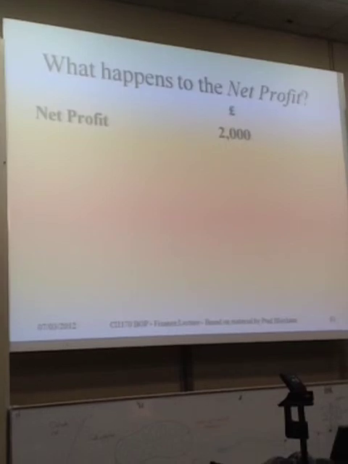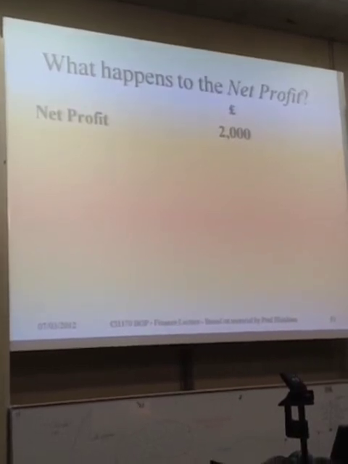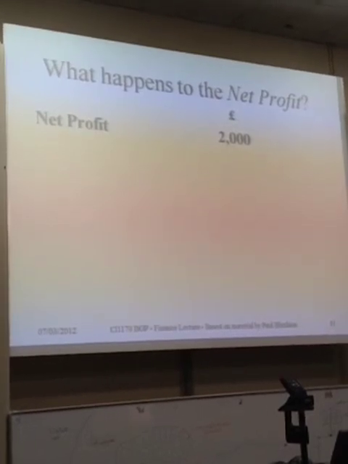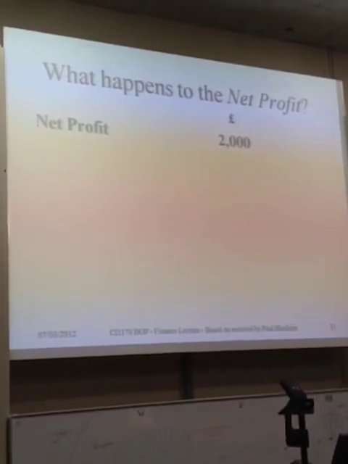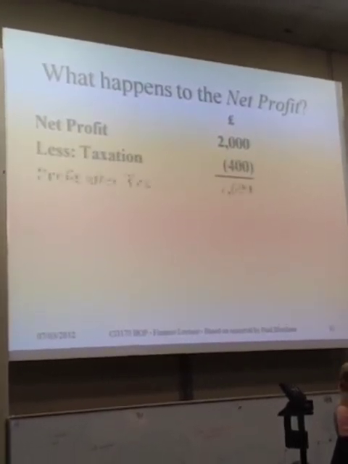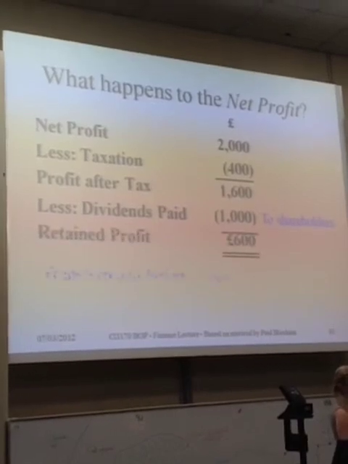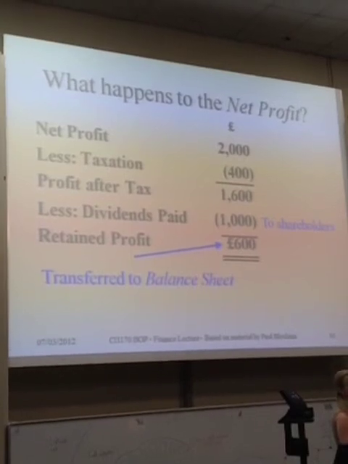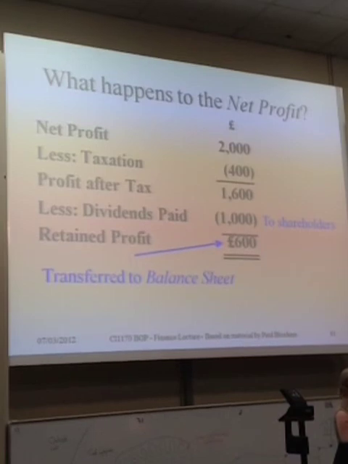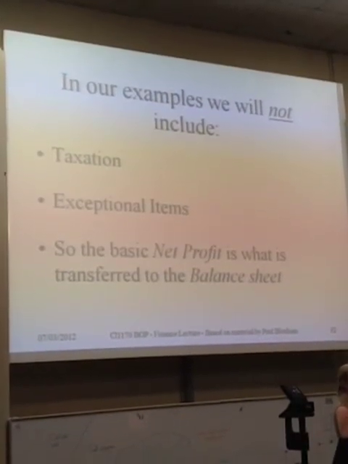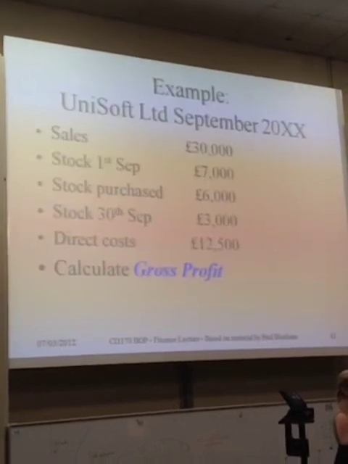It goes to the shareholders. Where's it shown? Balance sheet. Right. Down on the left. And what's it called in the balance sheet? Shareholder funds, yes. Okay. So, net profit, less taxation, profit after tax, dividends to shareholders. The retained profit is transferred to the balance sheet. You won't get dividends and you won't get taxation in the exam. Okay? And you won't get any exceptional items either. That's just purely if you're interested.